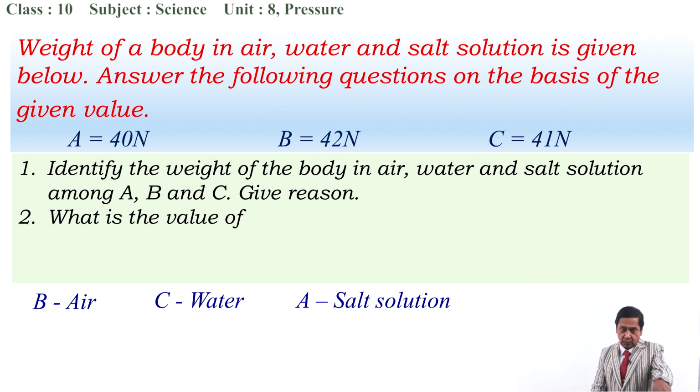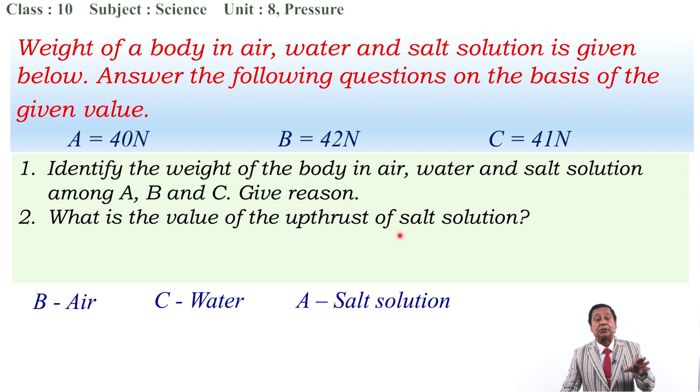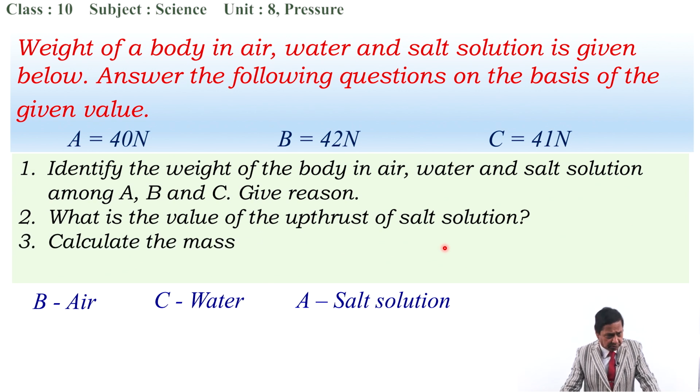Okay, now let's go to the next question. What is the value of upthrust of salt solution? Value of upthrust. What do you think? What is the value of upthrust of salt solution? Which one is salt solution? A. And what is the value of upthrust in salt solution? Upthrust is equal to what? Weight of the body in air minus weight of the body in liquid. The weight of the body in air is 42 Newton and the weight of the body in salt solution is 40 Newton. That's why 42 Newton minus 40 Newton becomes 2 Newton. 2 Newton should be the upthrust of salt solution. Clear? Now let's go to the next question.